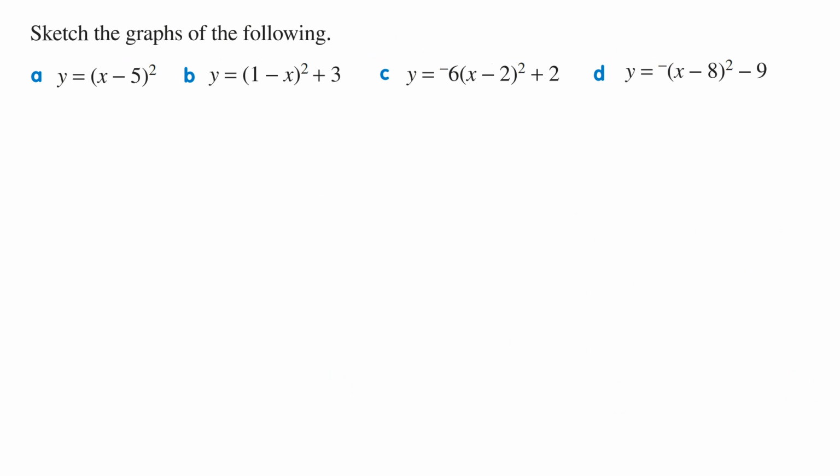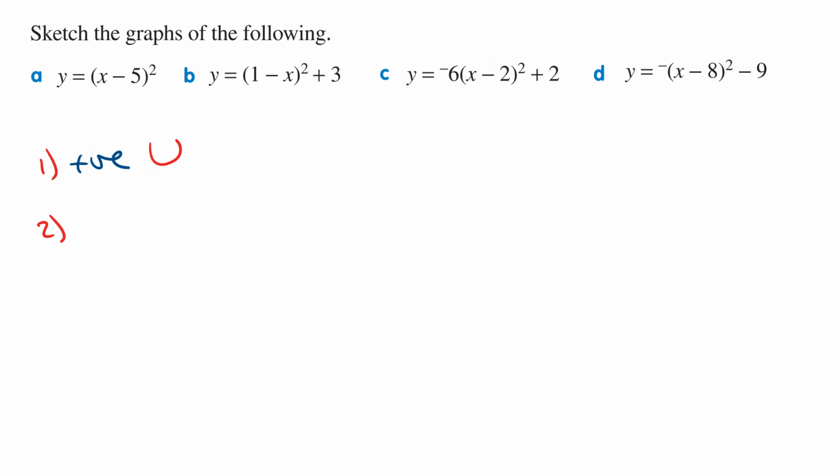Sketch the graphs of the following. Part A, y is equal to (x minus 5) squared. Step 1. We need to determine whether this is going to be a positive or a negative parabola. And since there's no negative outside the brackets, this is going to be a positive parabola, and so its shape is going to be in this form.